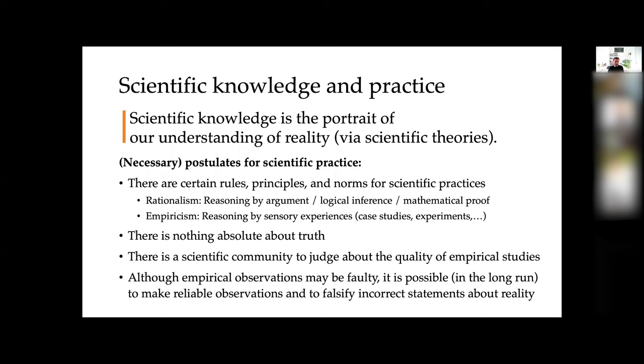Number one, obviously, if you work in a scientific manner, there are certain rules, principles, norms, and institutions to follow. And to paint a very easy black-white picture, you can divide the scientific communities into two very basic camps. Number one is what we call rationalists, or the rationalist arguments. People working under this banner of rationalism reason by argument. They provide logical inference, they provide mathematical proofs, and they work in the very essence by arguments.